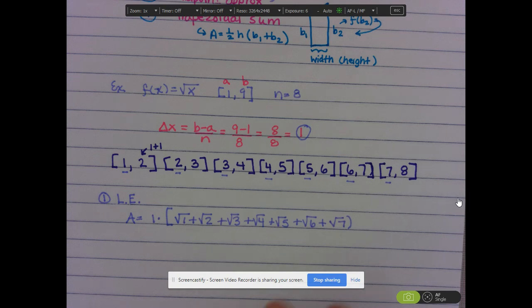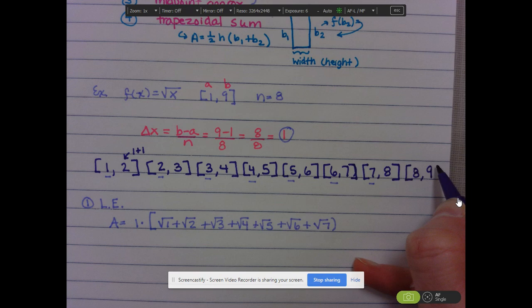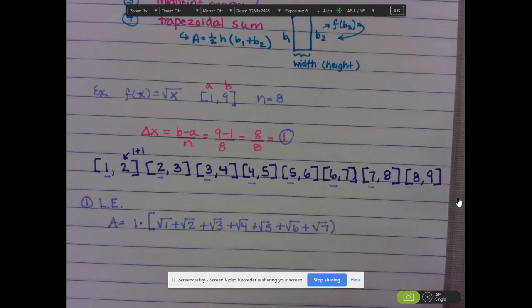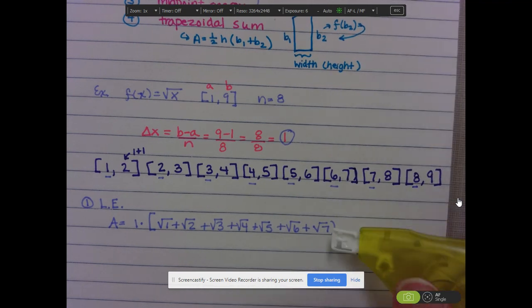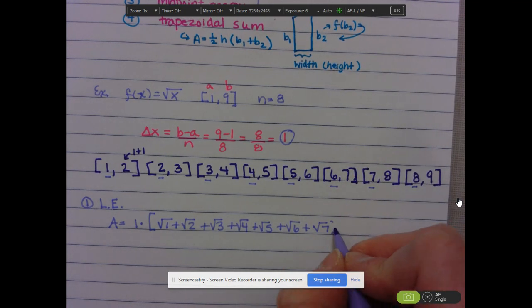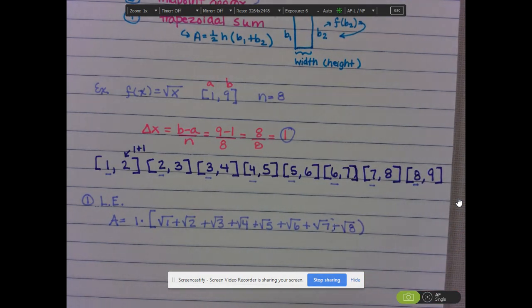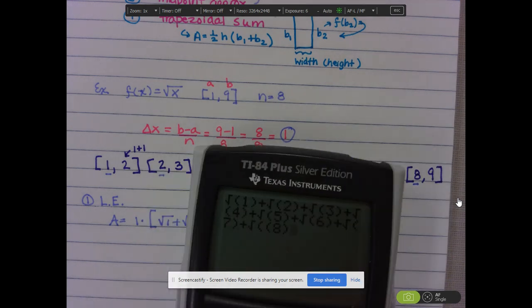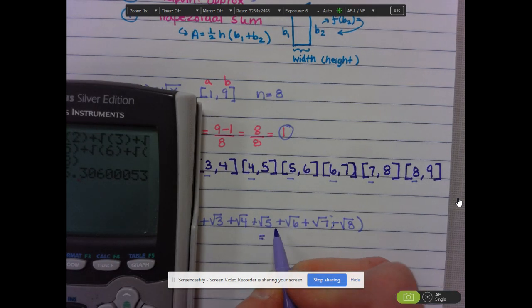What did I miss? Did I miss a rectangle? Dang it, I've missed one. I should have counted. I needed 8 and 9. I knew something didn't seem quite right. And we extend him off. Yay again for whiteout. Plus the square root of 8. So into my calculator I go to plug those values in. I already have them ready to go in my calculator. Hit enter. Already multiplied by 1. So my left endpoint approximation of this region underneath the curve and between that curve and the x-axis, I get this value.